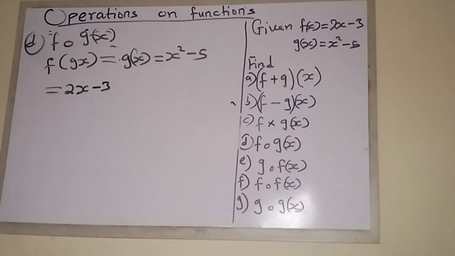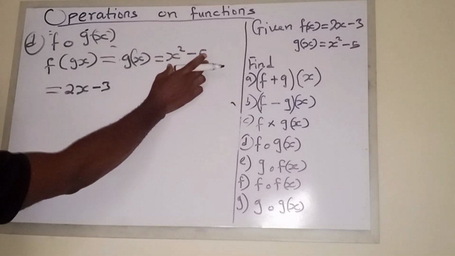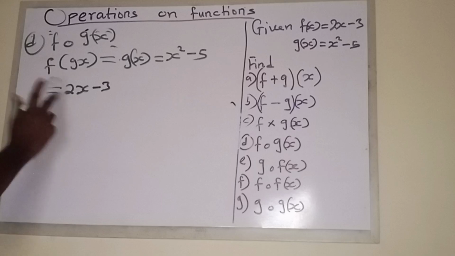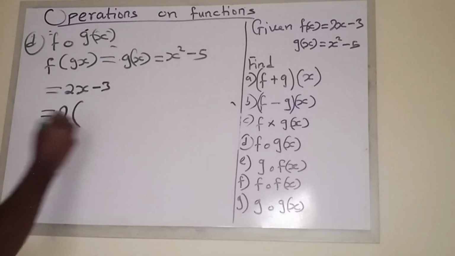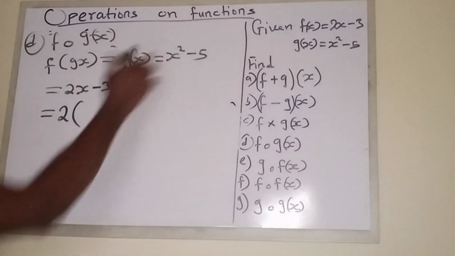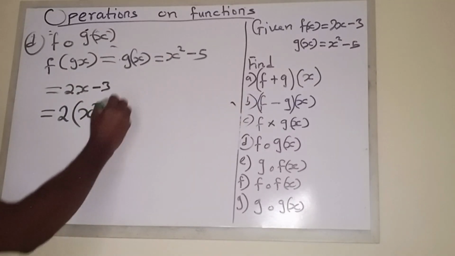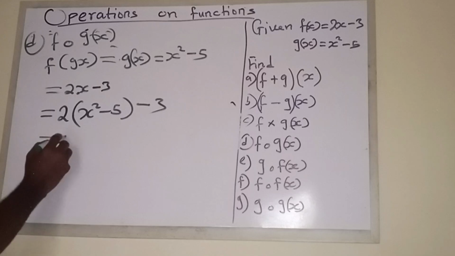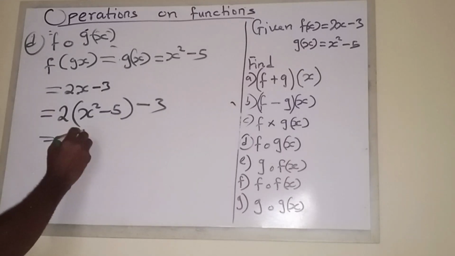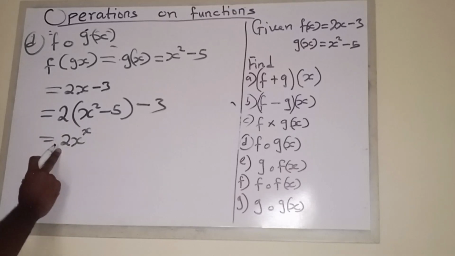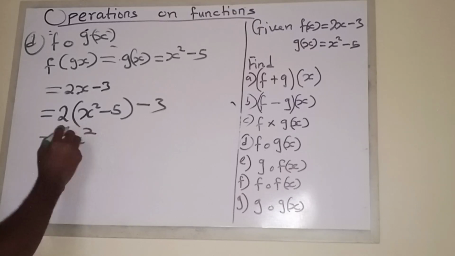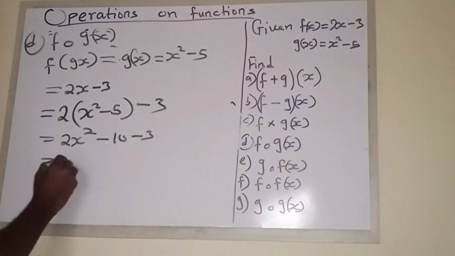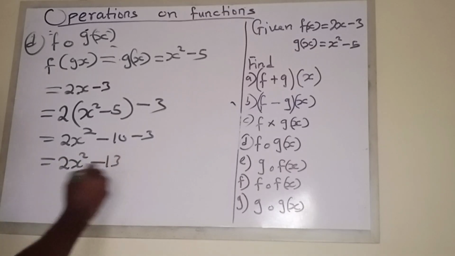So therefore, at this point now, we are substituting our x, which is the g of x, into this. So we're going to have 2 open bracket, our x here is set as x squared minus 5, then we have minus 3. So when you take this, we're going to have 2 open bracket 2x squared minus 10 minus 3. So when we take this, we're going to have 2x squared minus 13.